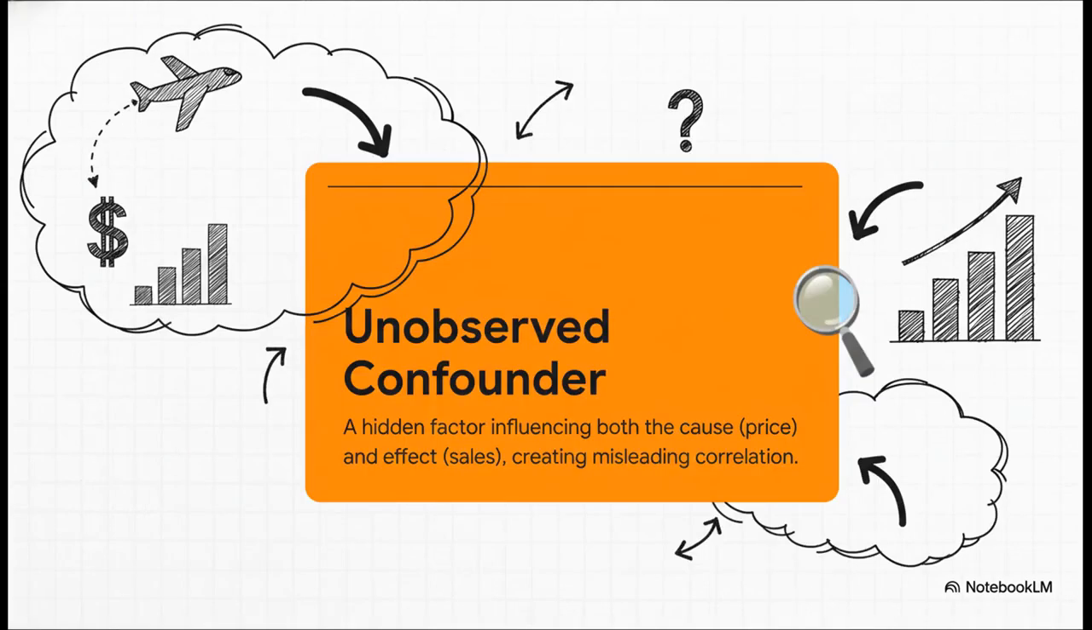Well, the answer is something called an unobserved confounder. It's basically a hidden variable that's secretly pulling the strings on both things you're trying to measure. So in our airline example, that confounder is something like holiday travel demand. See, when it's Thanksgiving or a huge conference is in town, demand goes through the roof. That high demand causes the airline to raise its prices, and it also causes a ton of people to buy tickets, even at those higher prices. The demand is the real cause, creating this totally fake, misleading link between price and sales.